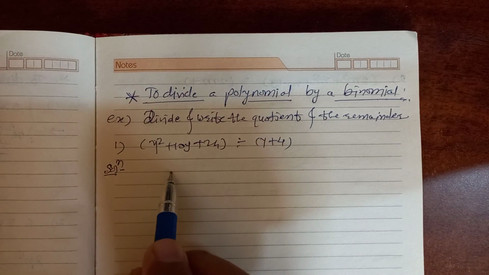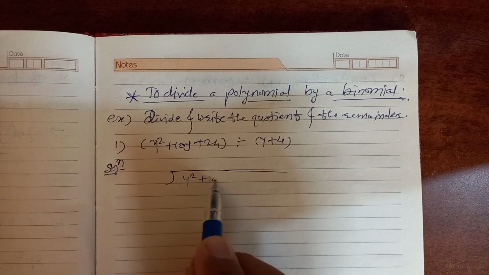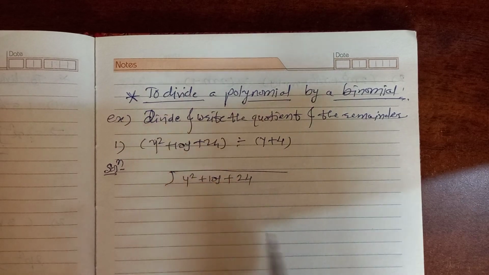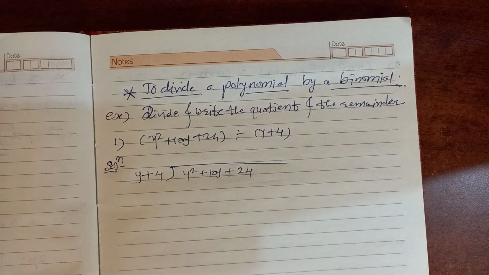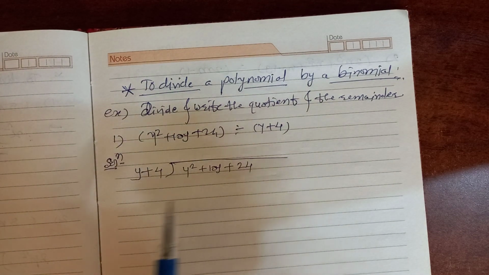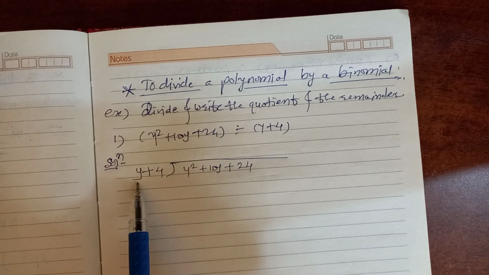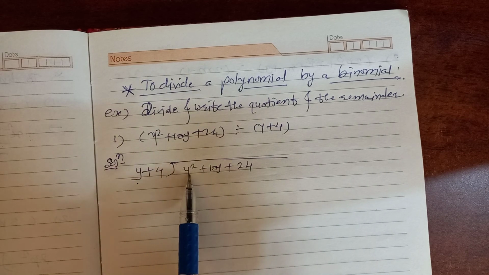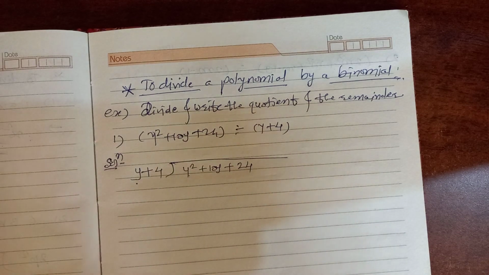Okay, so see now how to divide this one. So first one, write the dividend y square plus 10y plus 24, and your divisor is y plus 4. It is very simple. Now when you divide by a binomial, at that time you have to consider only the first term of the divisor and the first term of the dividend. Don't think about the other terms.